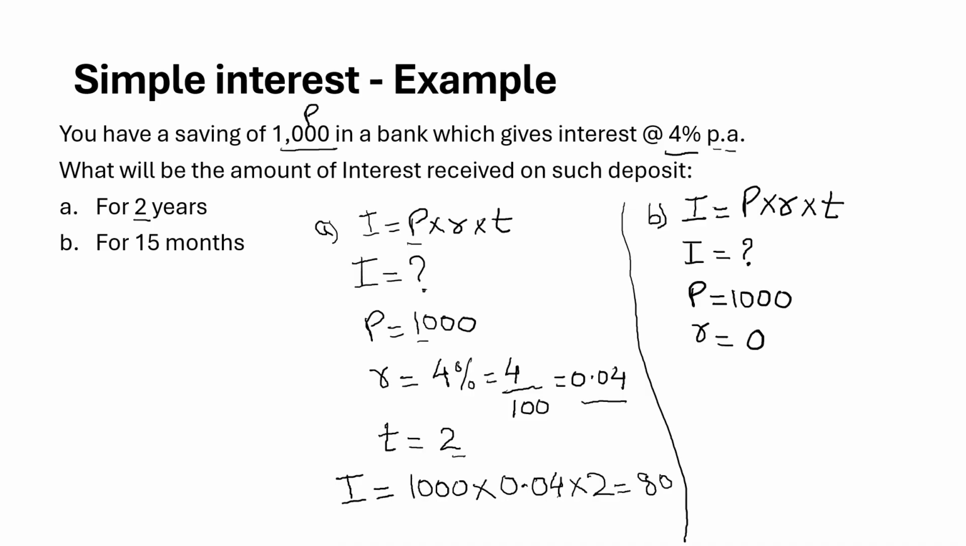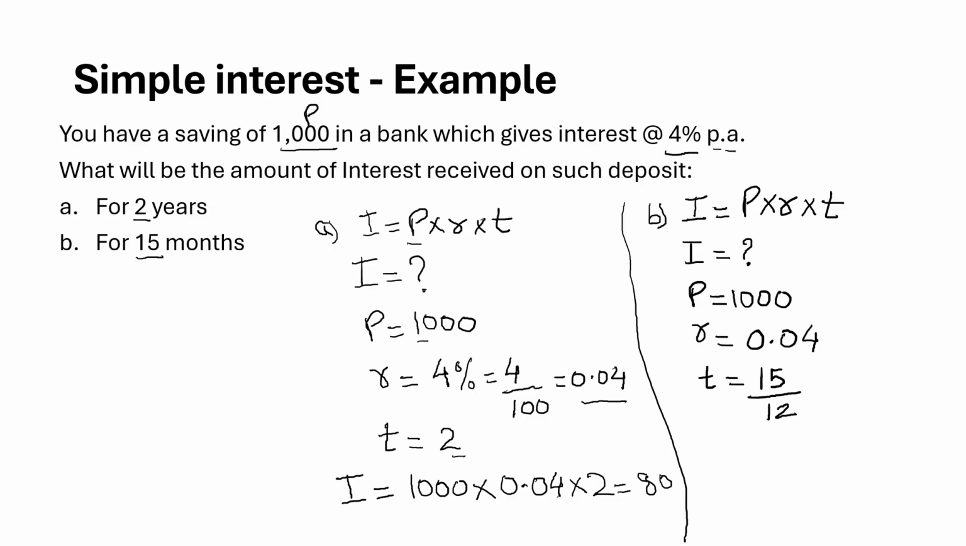Now what we will write? We will write direct 0.04. And then T. Here T is different. In A you can see it is 2. In B it is given 15 months. So we have to make it into years. How many months in 1 year? In 1 year we have 12 months. In B it is given in months. We have to make it in years. That is why we write T is equal to 15 divided by 12.